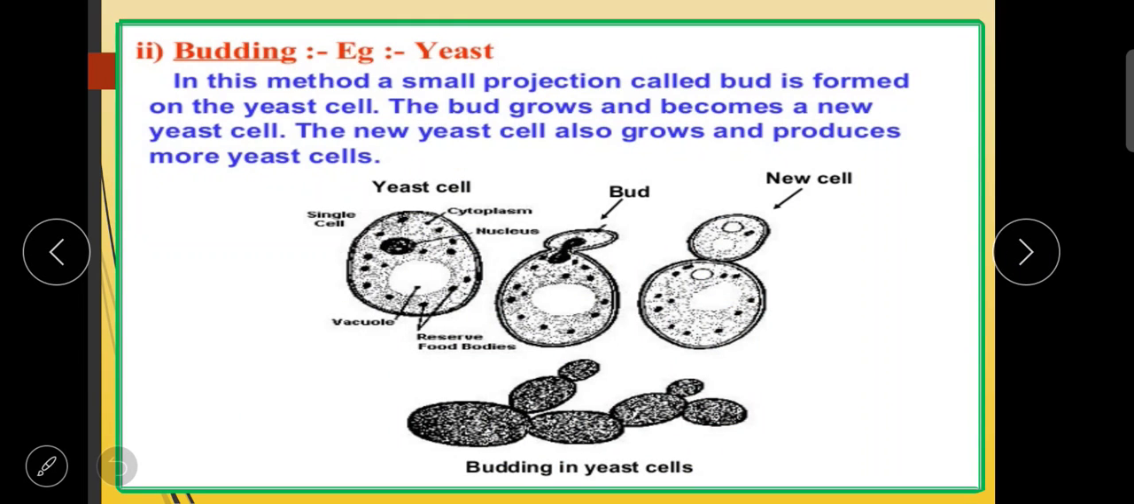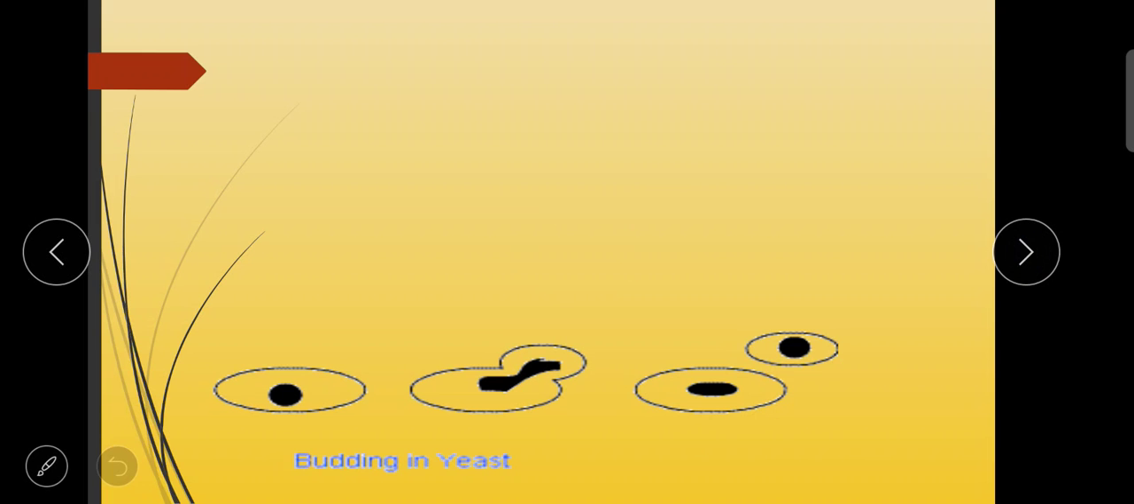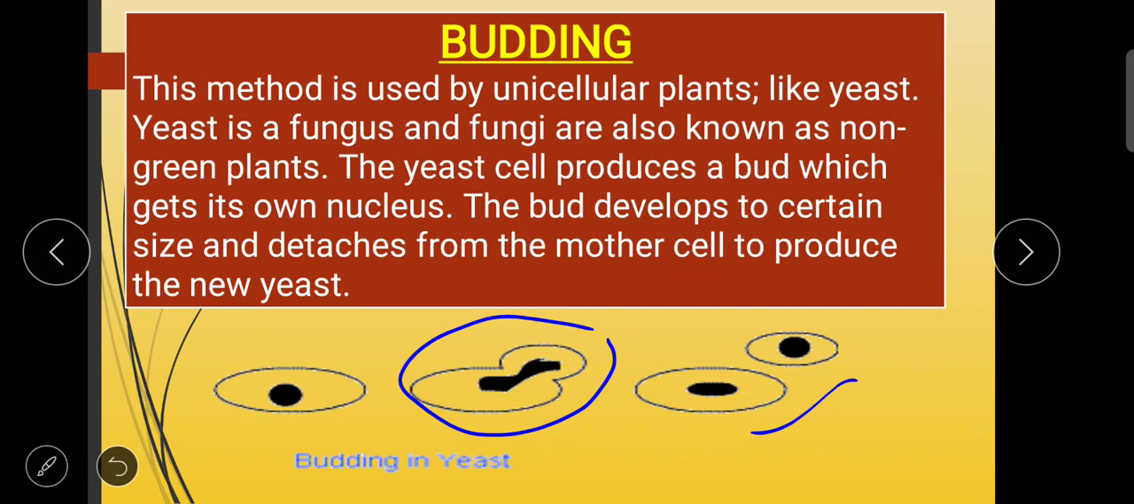Now it comes to budding. In this method, a small projection called a bud is formed on the yeast cell, and the bud grows and becomes a new yeast cell. Children, you can see this. It is a small outgrowth forming. We have another example, the hydrilla plant. The new yeast cell also grows and produces more yeast cells in this budding manner. You can see these cells dividing into two parts and then they separate. So this is budding.